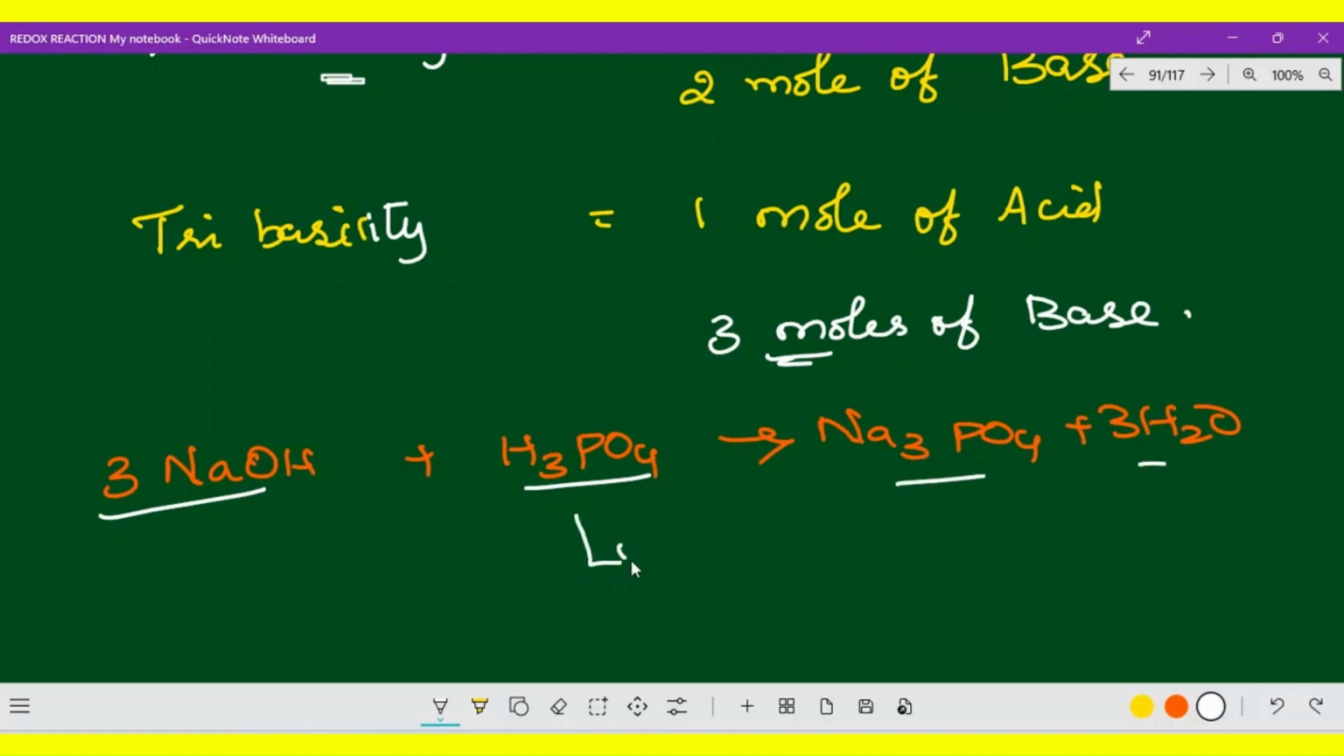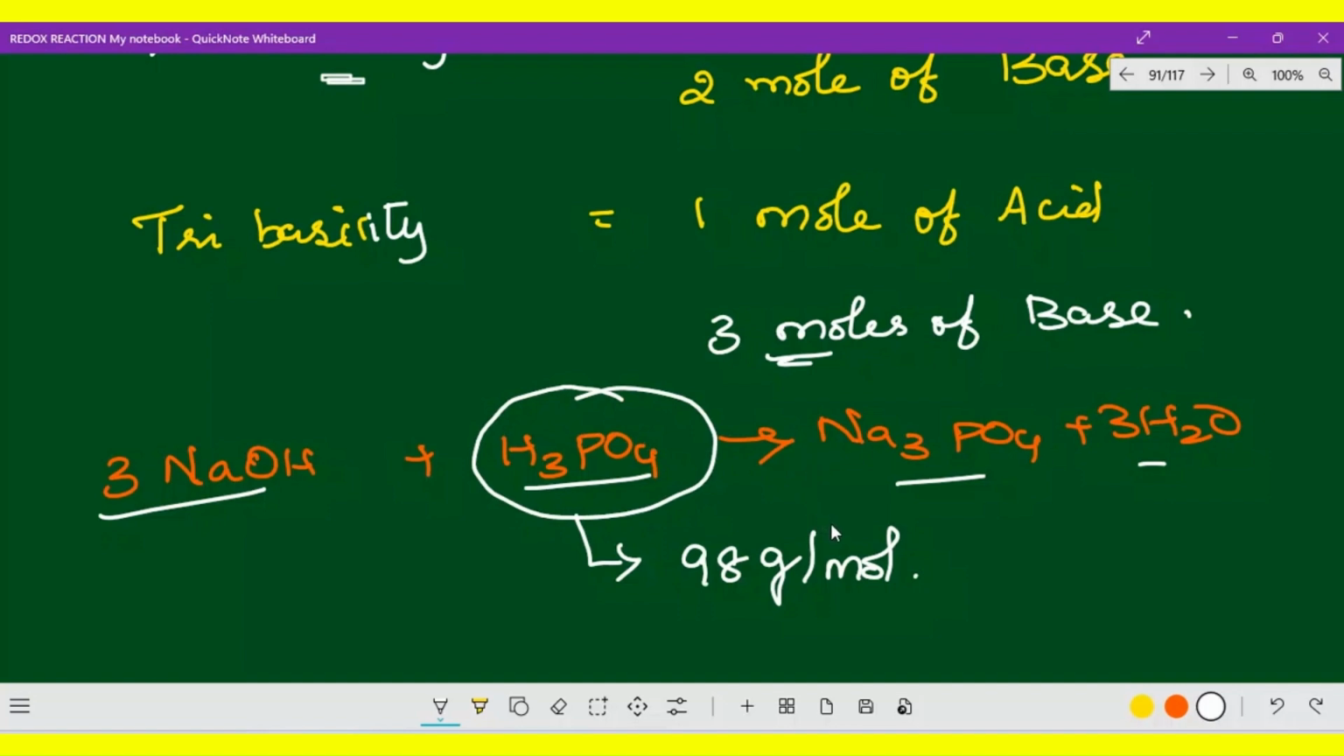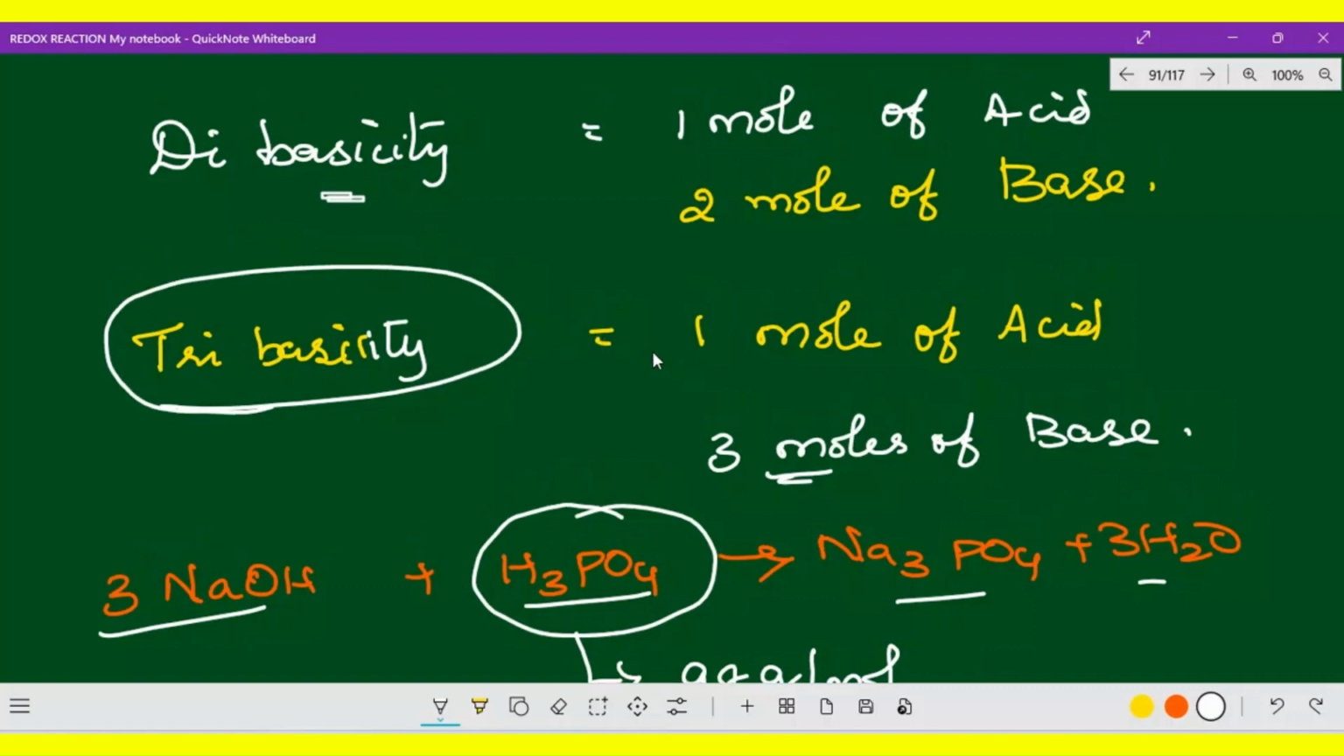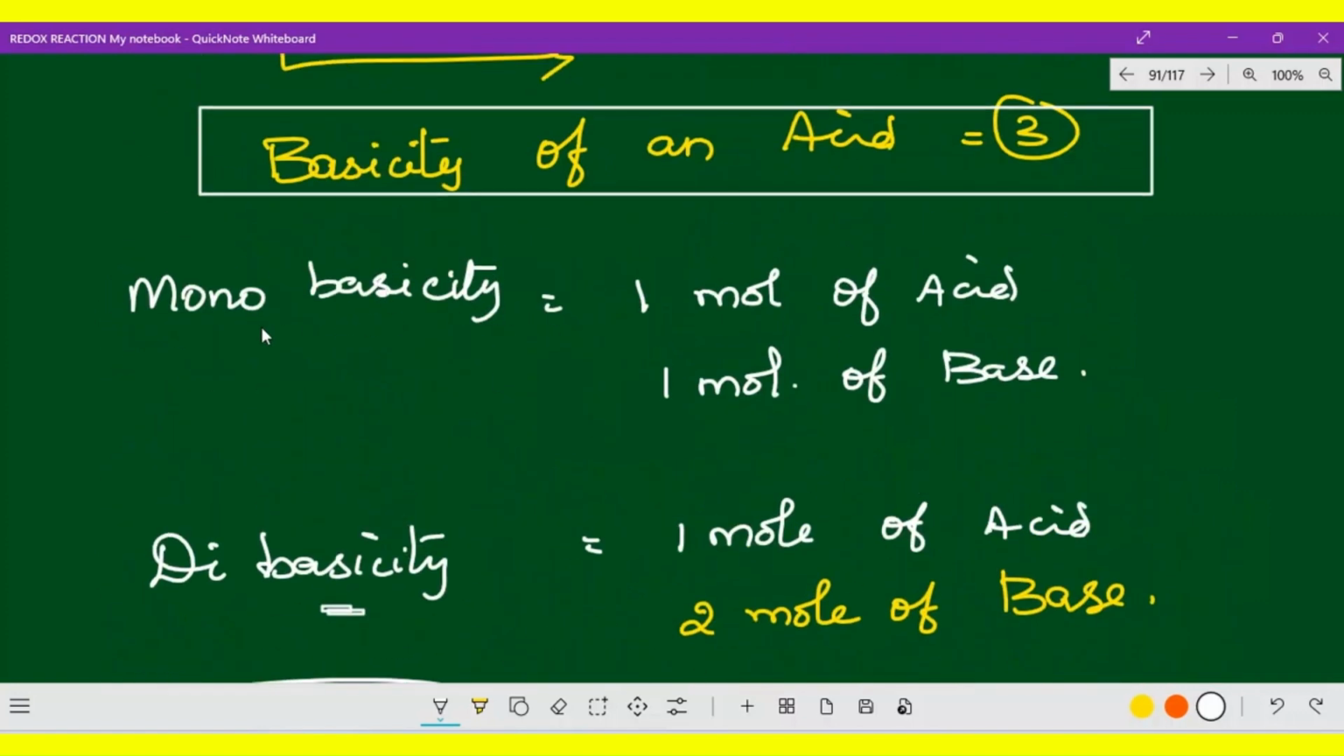Now, what is the molar mass of H3PO4? It is 98 gram per mole. I hope you got the clarity. Finally, we reveal it: orthophosphoric acid also has 98 gram per mole molar mass. Now, what kind of acid is it? 3 moles of base means tribasicity of an acid. So how do we identify it?